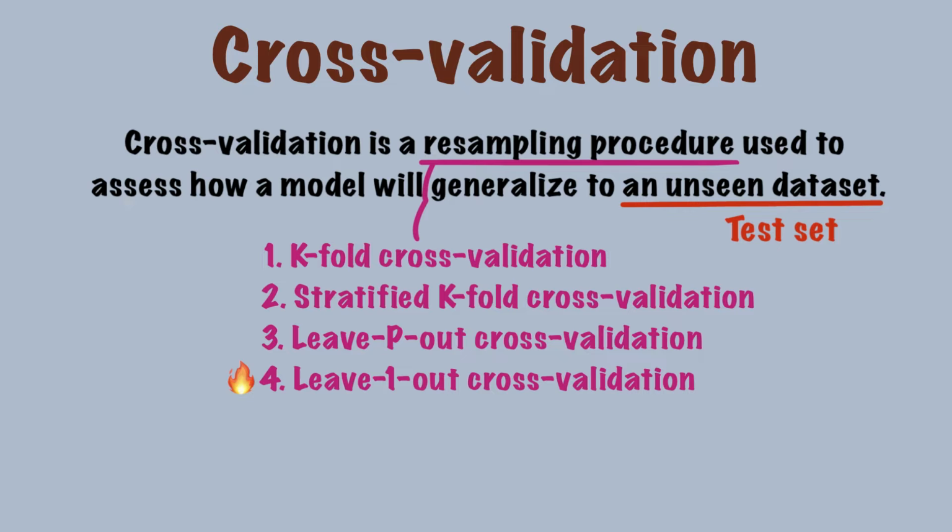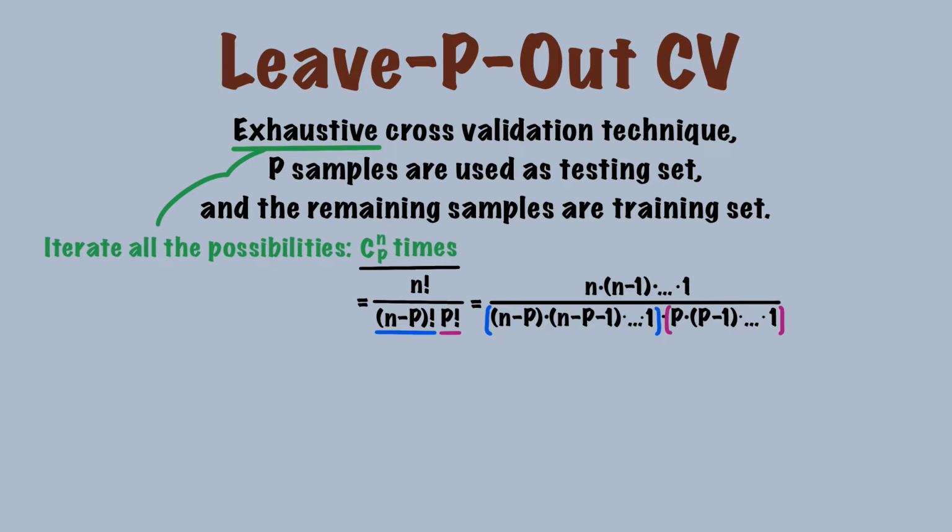So let's review the concept of leave-p-out a little bit. Leave-p-out is an exhaustive technique. Each time p samples are used as testing set, the remaining samples are training set, and we have to iterate all the possibilities, which is the number of ways you can select p data points from n samples. Specifically, the number is n choose p, and the exact formula is like this.